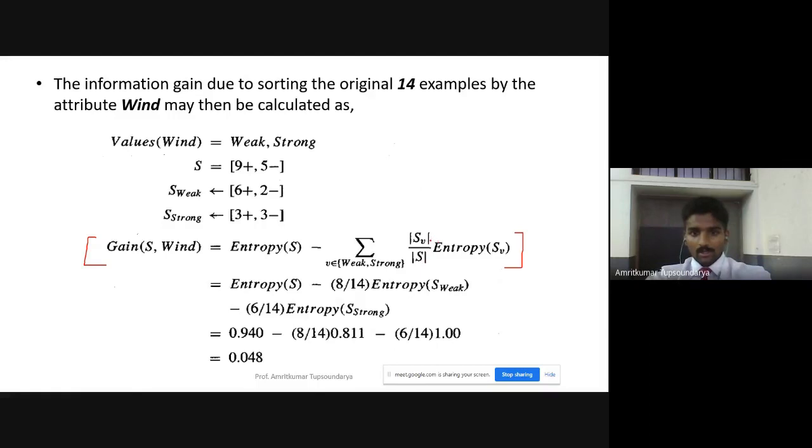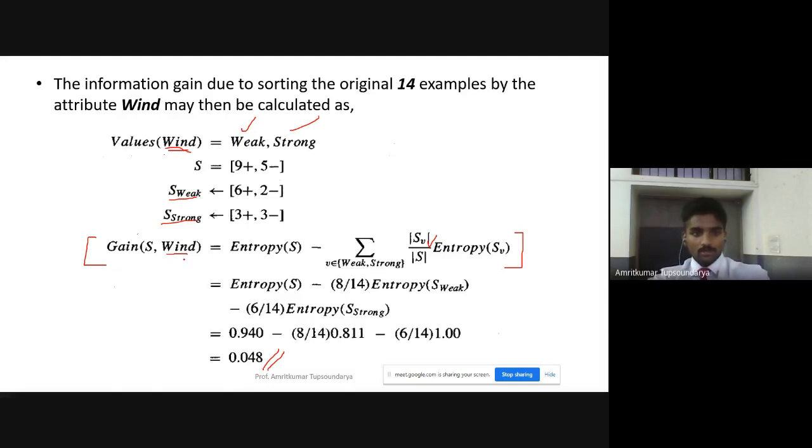And Sv is the value for that particular attribute, which in our case, the attribute Wind, will have either a weak value or a strong value. So for weak, what is S weak and what is S strong, we saw, and that is substituted into the gain formula to compute the ultimate information gain. So here is the value for that information gain that we got for the attribute Wind. Similarly, I think this is the slide where we stopped in the previous lecture.